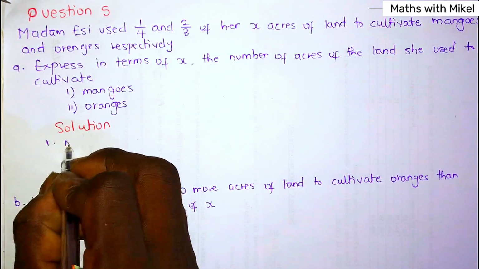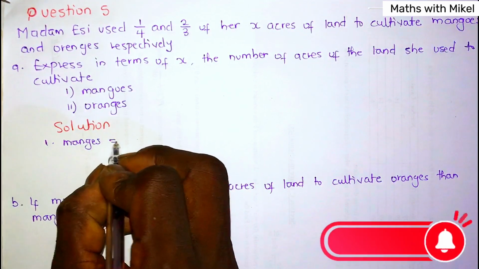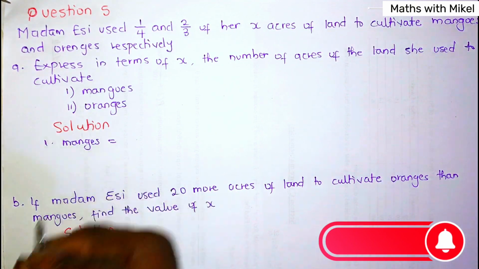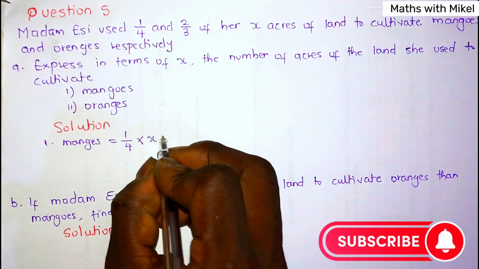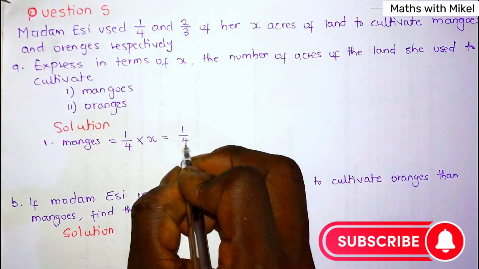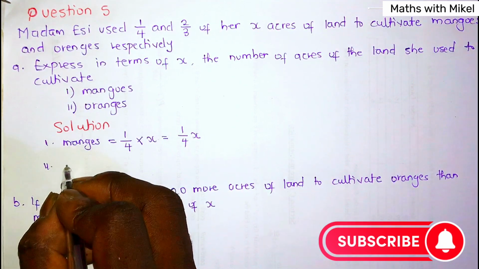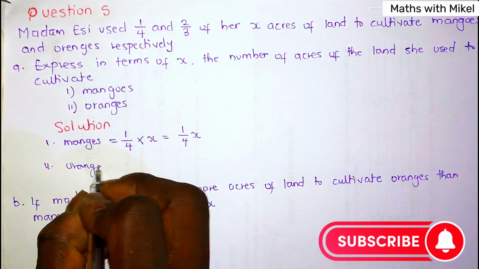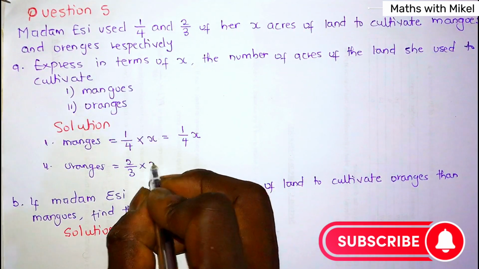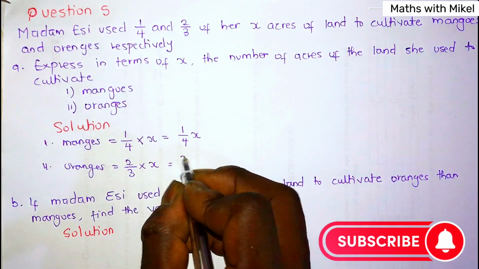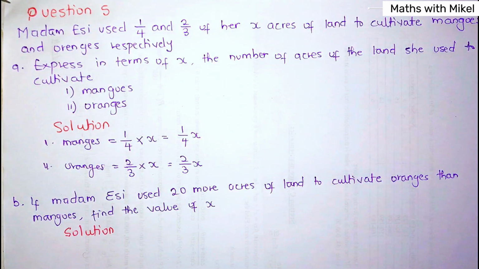So I, the mangoes, its fraction was 1/4. So I get 1/4 times X. That gives us 1/4 X. II, the oranges, its fraction is 2 over 3 times the x acres of land. I get 2 over 3 x. And this answers the A part of the question.